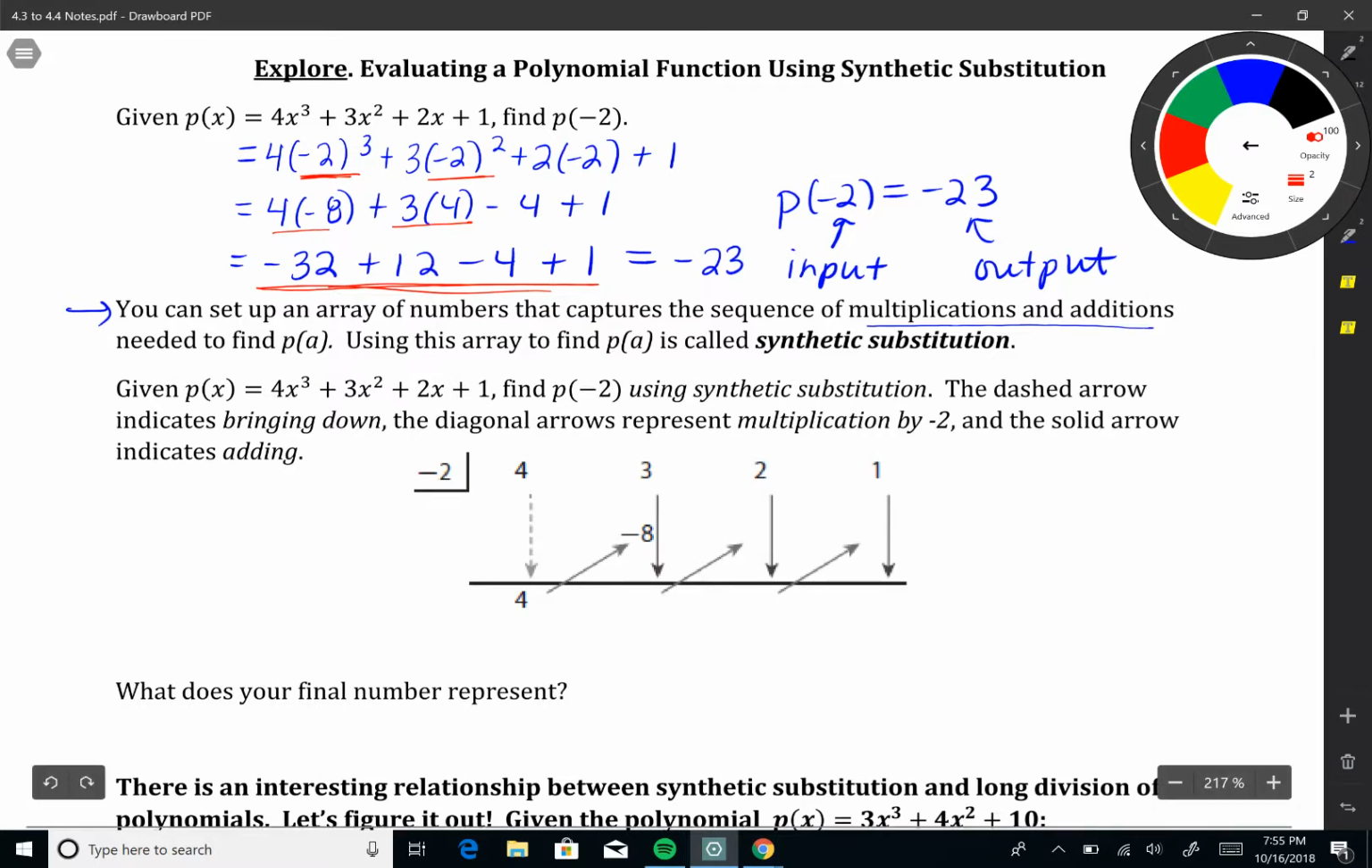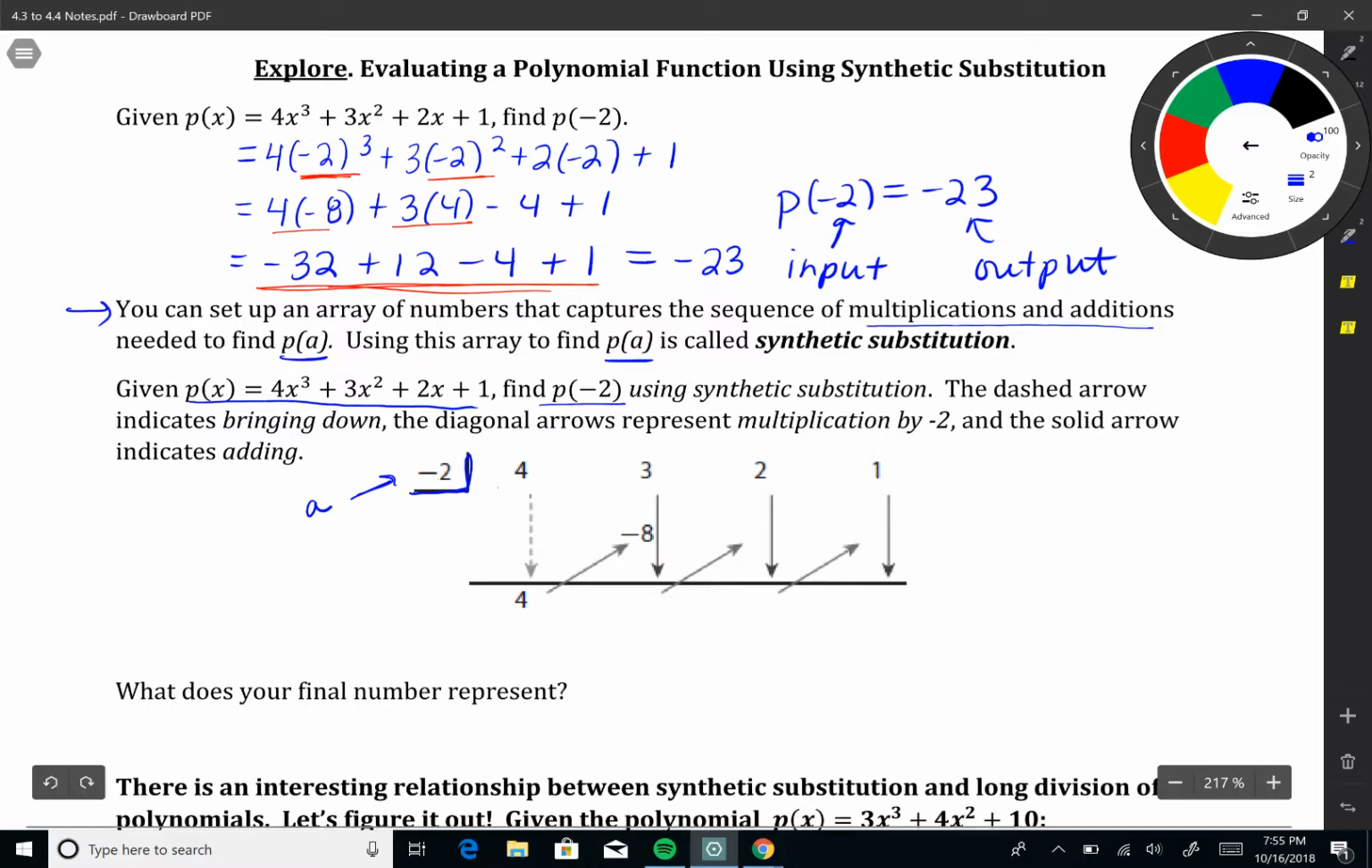So given the same polynomial, p of x equals 4x cubed plus 3x squared plus 2x plus 1, find p of negative 2. Same instructions, but it says using synthetic substitution. So let me show you the setup before I explain the process. We have a little box right here that we put in negative 2. That's obviously our input value. That's what we are substituting. So that would be our a value. As you see, that's the letter we're using there.